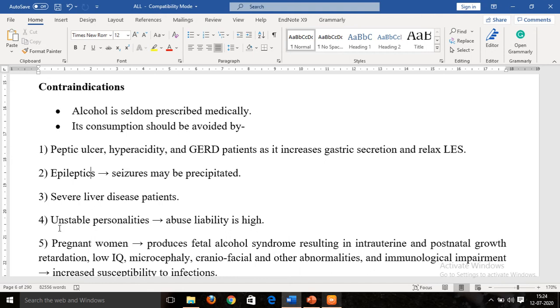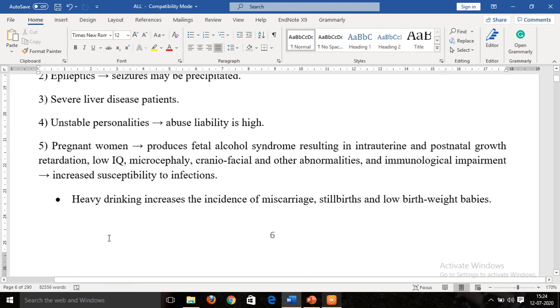Okay, so there is high chance of abuse liability in such people who are mentally ill. Then the next contraindication is in case of pregnancy. As we have seen under kinetics, alcohol can easily cross the placenta to reach the fetus, so it will produce fetal alcohol syndrome. It will show certain changes in the intrauterine life as well as postnatal life.